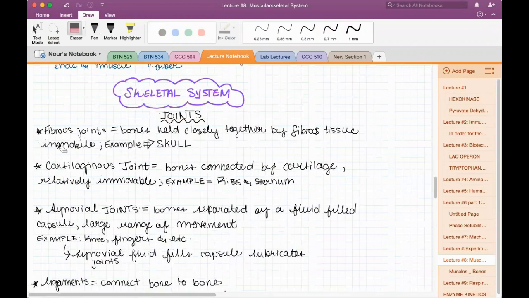I'll erase this and rewrite it. A very big example of this is the skull, because you think about it, it's very immobile, right? You can't move it around at all like an arm or something.